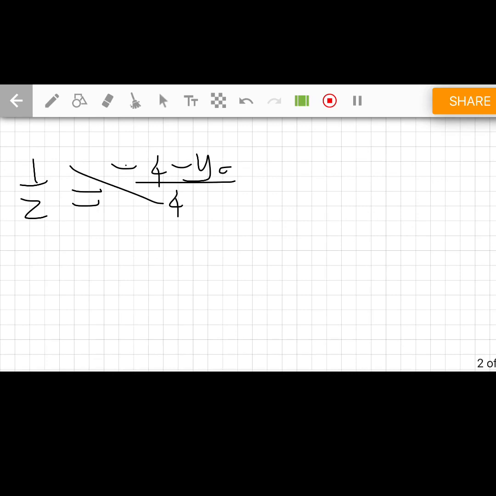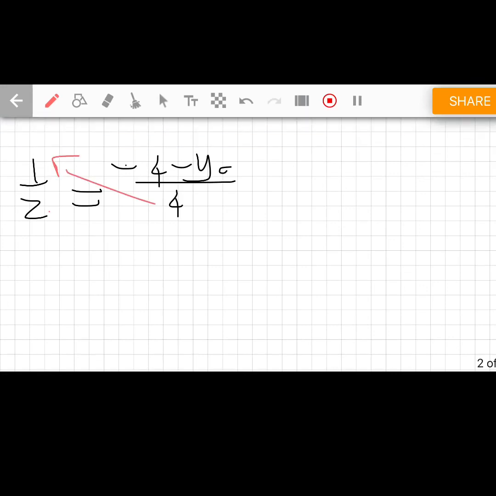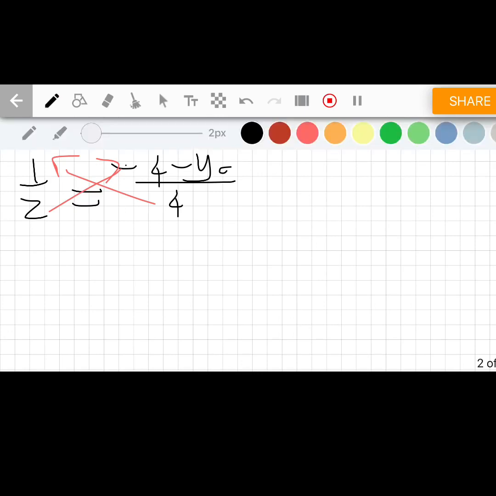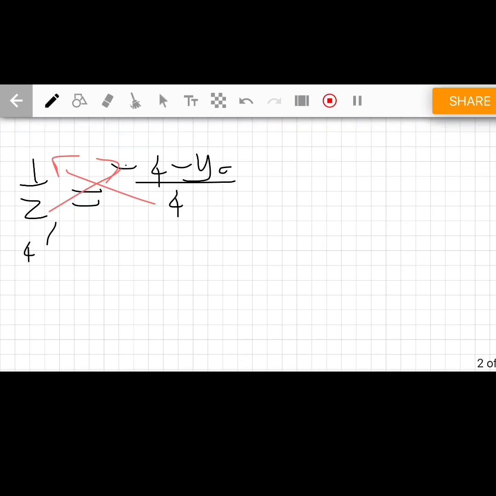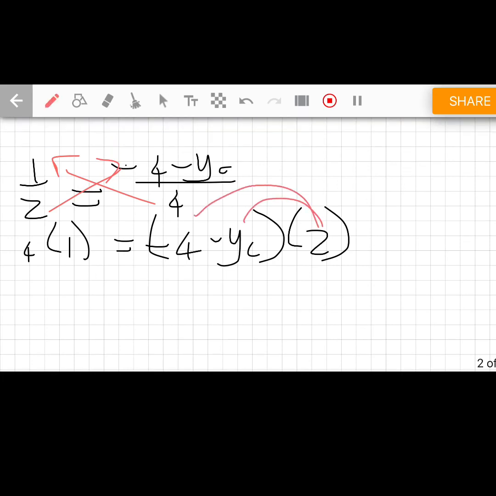So that's what I'm going to do. Let me cross multiply in a different color. So pink, this is going to multiply with that, this is going to multiply with that. So it's going to be 4 times 1 equal to negative 4 minus y of C, all in brackets, multiply by 2. And this 2 is going to multiply with everything.